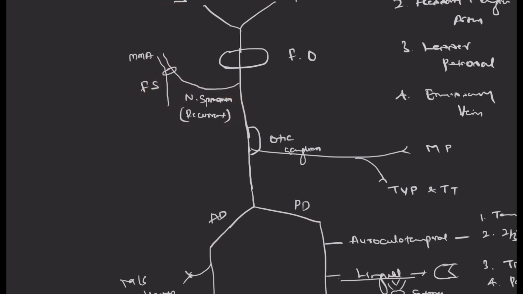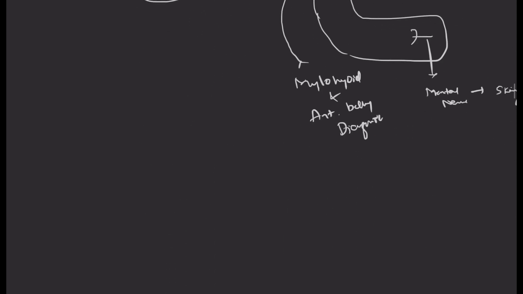Now, the medial pterygoid is the only muscle of mastication which is supplied by the trunk of the mandibular nerve, and the mandibular nerve topographically is connected to the otic ganglion. The tensor veli palatini and tensor tympani are supplied by the nerve to the medial pterygoid.